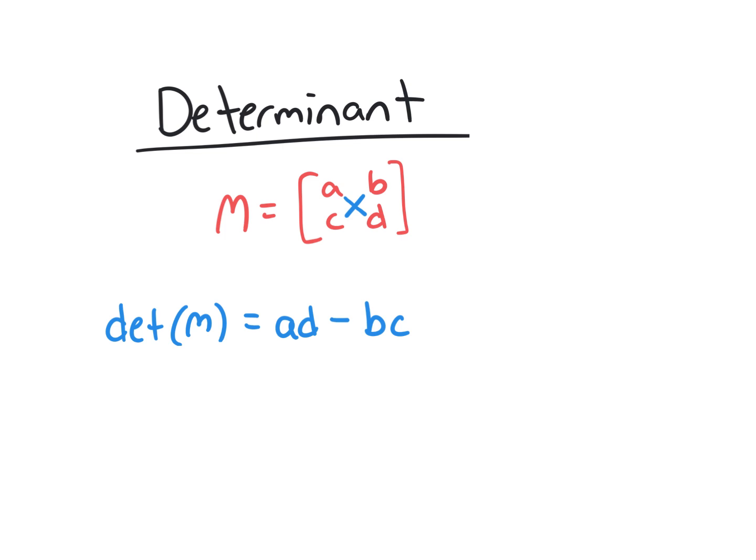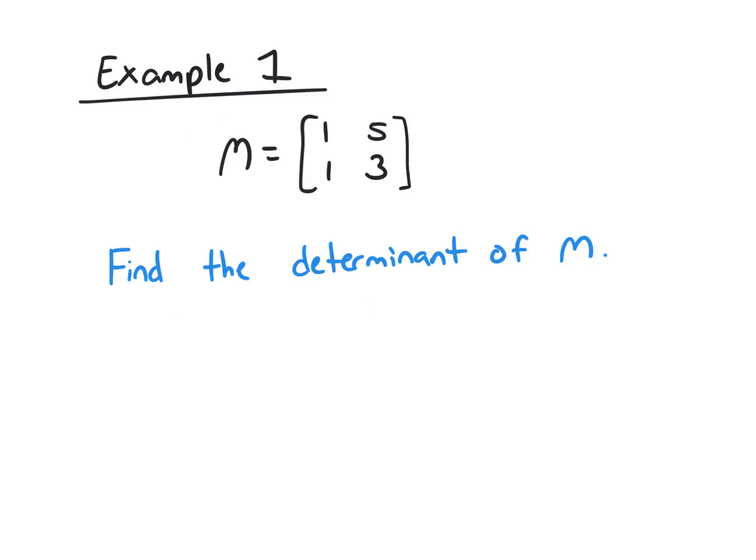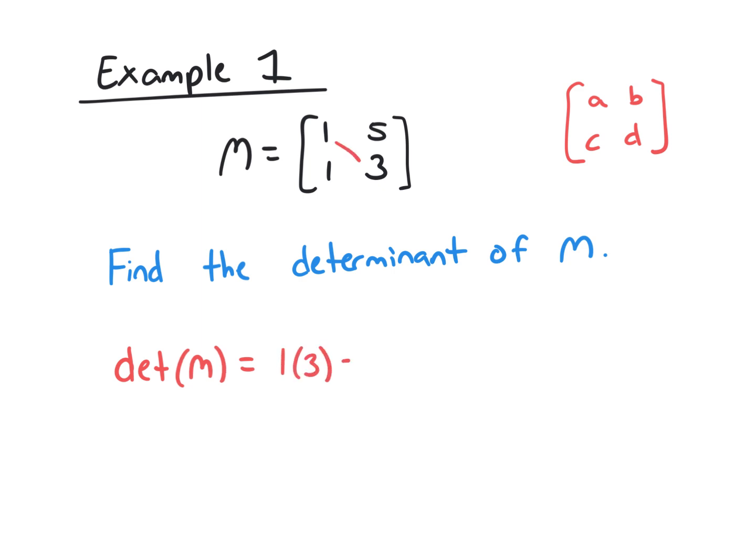Cool? All right, so we're going to look at your example 1. Ignore the directions for now. I want us to find the determinant of this matrix. So we say the determinant of M equals, well, remember we kind of cross here. We take AD minus BC, and that's always going to be in the order of A, B, C, and D. So what is my A and D? Yep, so I take 1 times 3 minus B times C, which is 5 times 1.